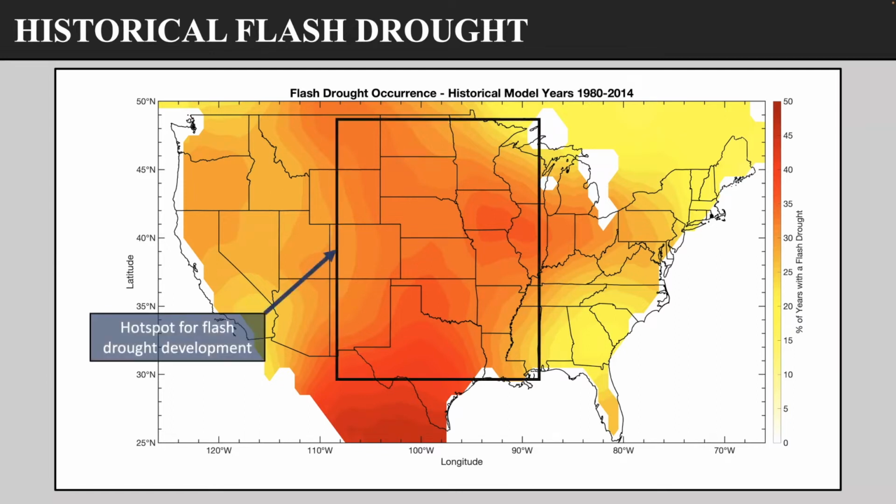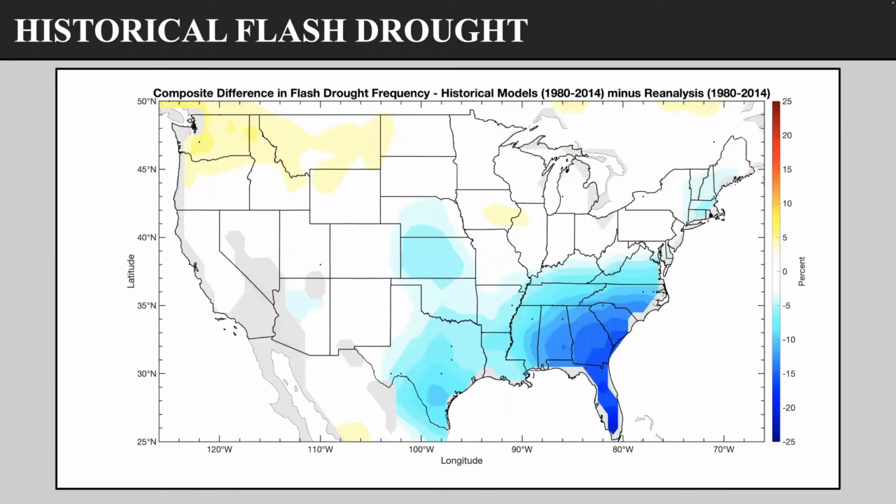We see here that we have a hotspot for flash drought development right through the central US. This aligns with several other studies in the scientific literature showing that there is a hotspot across the central US. And so this is an initial first step, or gives initial confidence that the models are performing relatively well. But we can take it a step further. We can start to compare, first of all, spatially to see how the models did against observations.